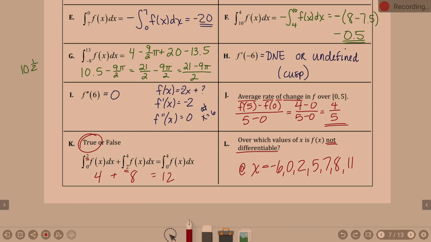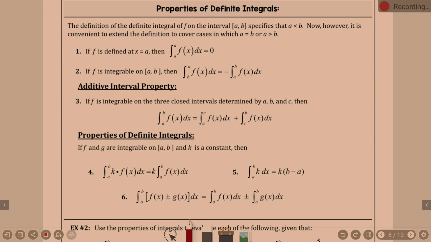Okay, guys. That takes us to properties. Several of these properties are going to be old news at this point, based on everything we've talked about. The definition of the definite integral of f on the interval a to b specifies that a must be less than b. However, it is convenient to extend the definition to cover cases in which a equals b or a is greater than b. If a equals b, and f is defined at x equals a, the integral from a to a is going to be 0 because you're integrating from a number to the same number.